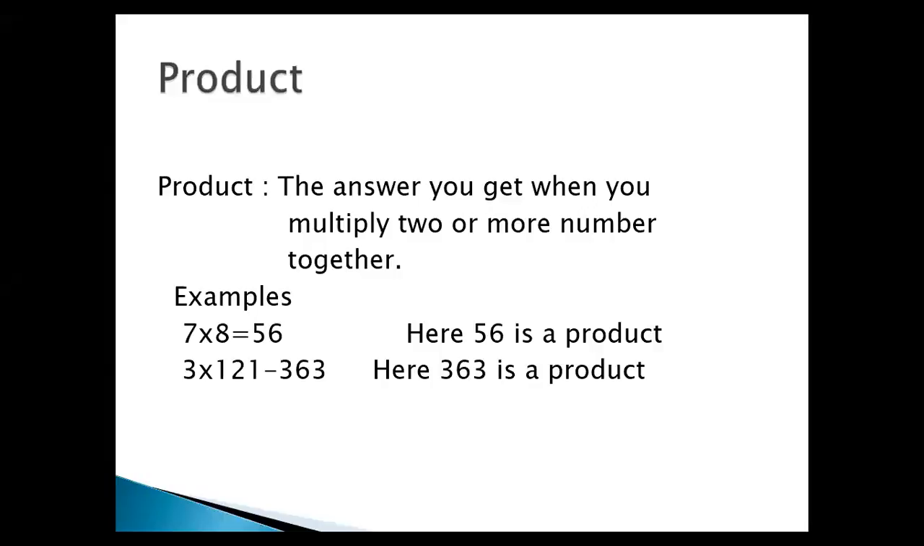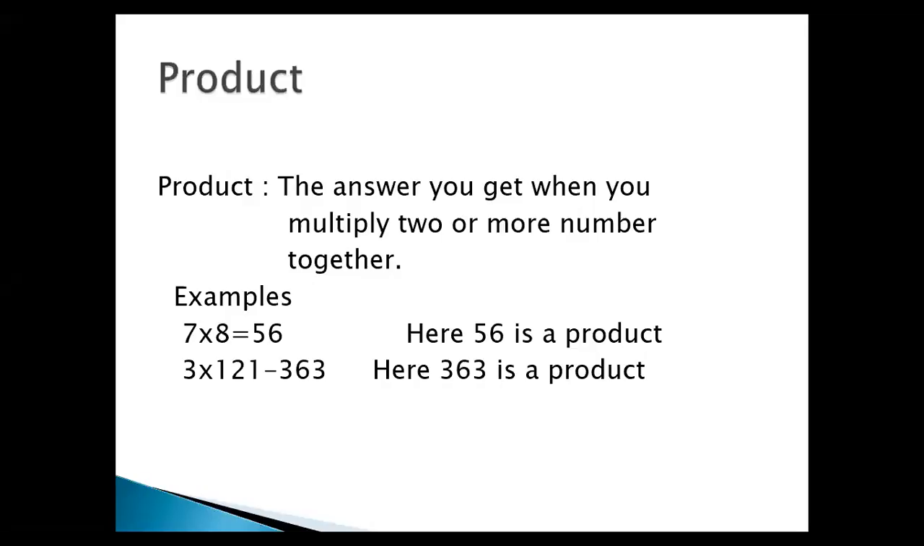Product. What do we mean by product? The answer you get when you multiply two or more numbers together is known as product. For example, if we multiply 7 with 8, 7 multiplied by 8 will be equal to 56. 56 is our product here. It means whatever answer we get after doing the multiplication operation is our product.